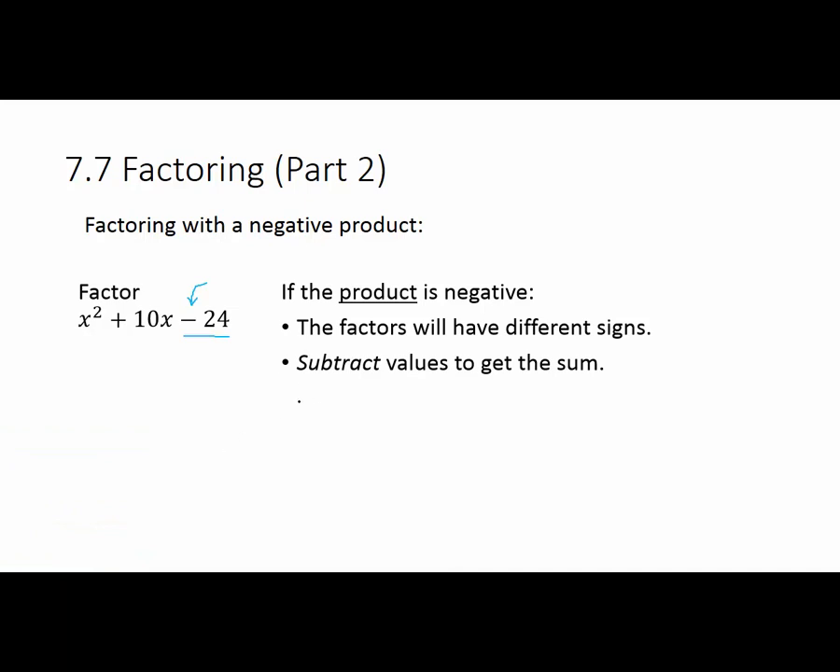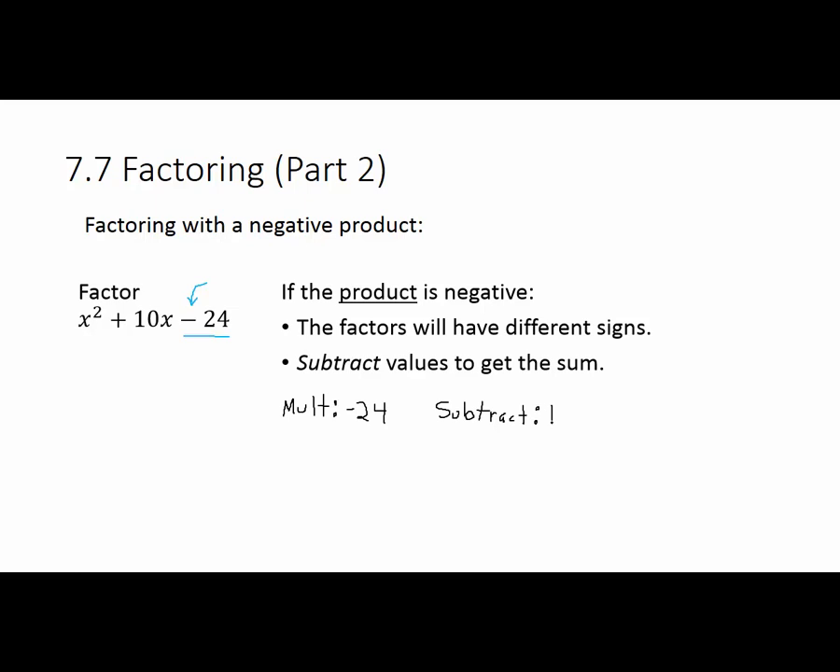Again, I always encourage you, very first step is identify your product and sum. So I need two numbers that multiply together, and I'll abbreviate multiply, I'm just going to write mult, to negative 24. And because it's negative, I'm actually going to write down here subtract. I need two things to also subtract to that 10.